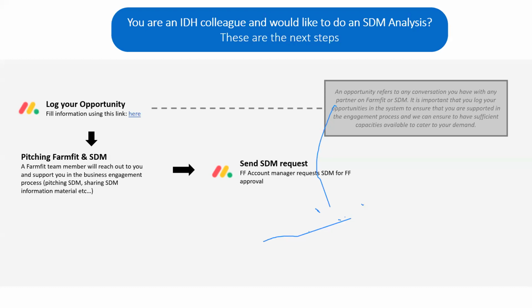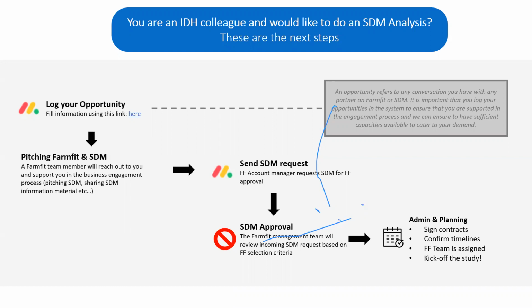But basically, we run this through an approval process by our FarmFit management team, which consists of several people, including Tony, Rose, Iris van der Velde, Simon, Keba, and Roel. These are global directors who make those approvals. Only when this is approved do we start the admin and the planning. We sign contracts, we confirm timelines, we give you a team to do this, and we start with the kickoff of this study.